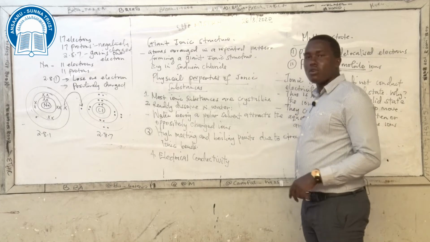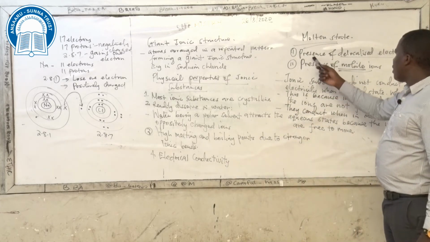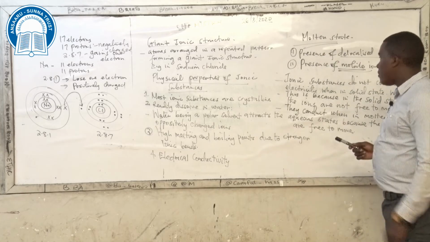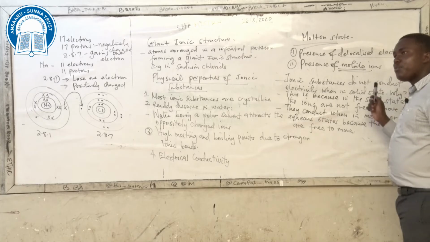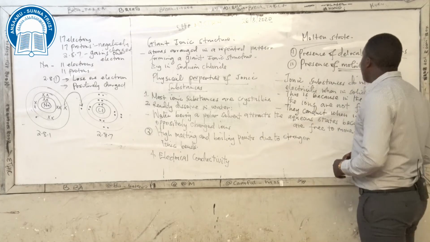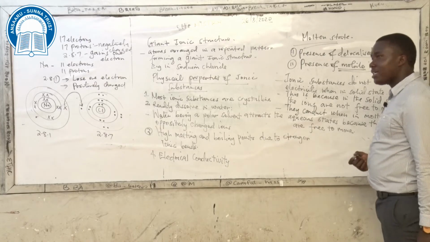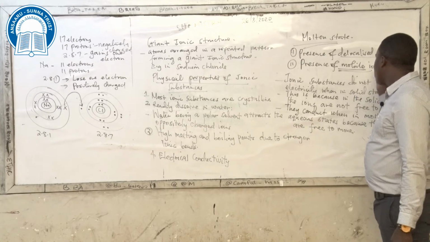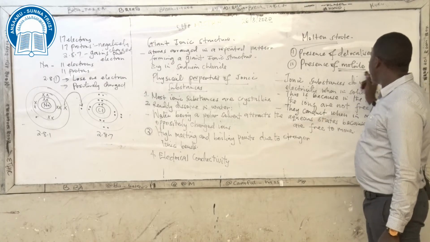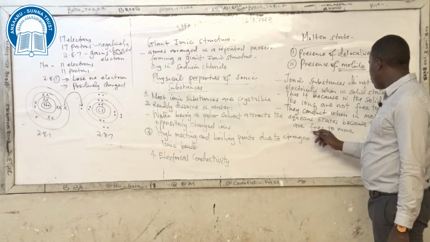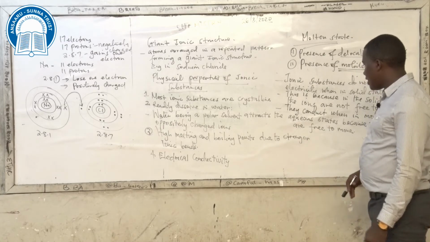Then in terms of electrical conductivity, we have seen that electrical conductivity depends on 2 parameters. One, there must be presence of delocalized electrons, and this one is possible in metals, because metals have got free electrons that can conduct electricity. But another condition is that in case of ionic compounds, the ions must be mobile. They must be free to move from one end of the ionic substance to the other.